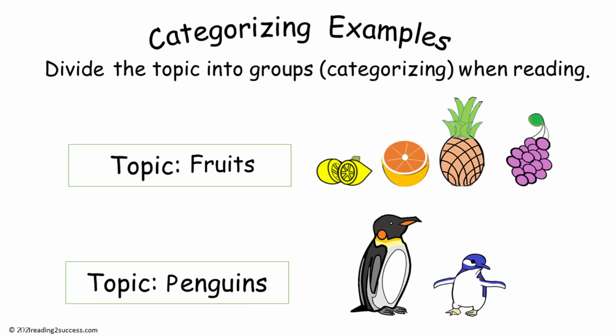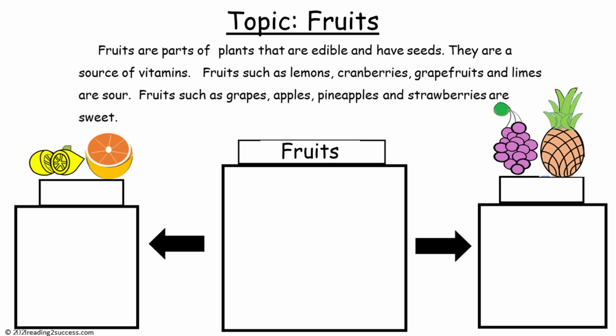Now introduce kids to categorizing, dividing the topic into two groups. We are going to look at two different topics, fruits and then penguins. Now have kids read the first example, fruits.